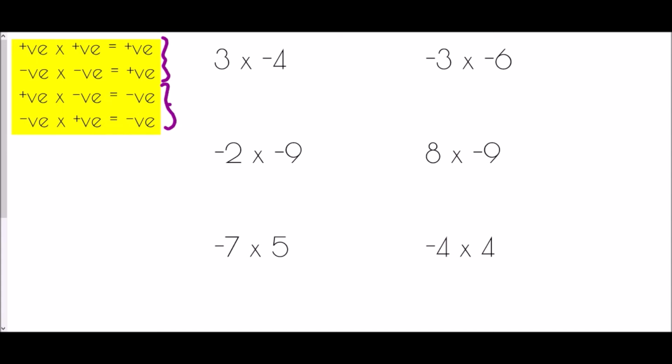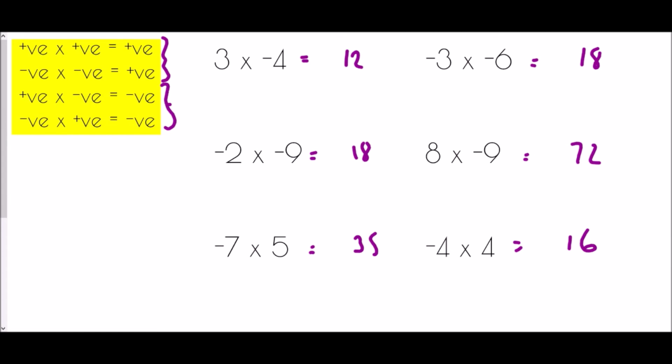So 3 times 4 is 12. 2 times 9 is 18. 7 times 5 is 35. 3 times 6 is 18, 8 times 9 is 72, 4 times 4 is 16. It then just comes to deciding whether our answers are going to be positive results or negative results. So if we have the same sign in both of our values, we will have a positive result. If we have different signs, it will be a negative result.